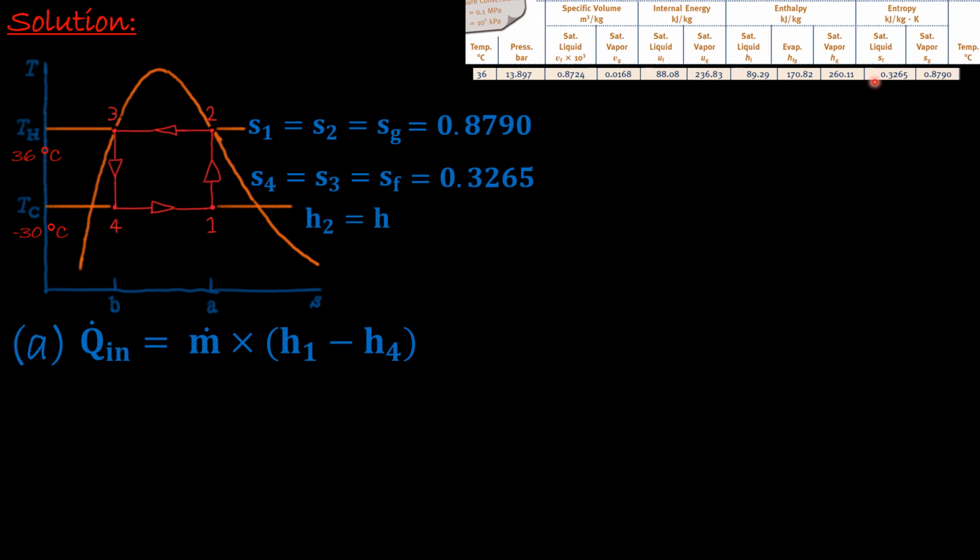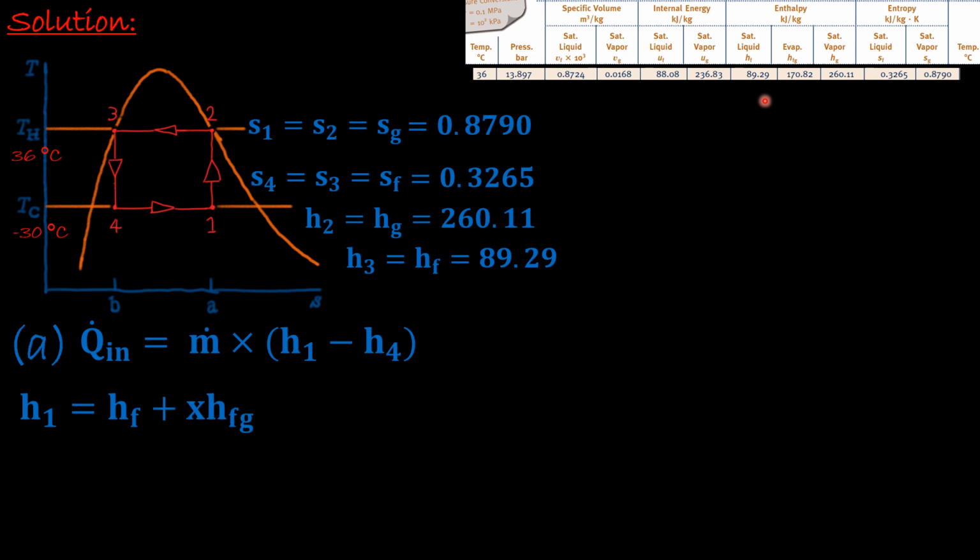And also from this table we can get our saturated liquid enthalpy. As you can see, h2 is at a saturated vapor, it's h sub g, and h sub g is 260.11. And the same thing we're going to do for state 3, the specific enthalpy for state 3, which is 89.29.